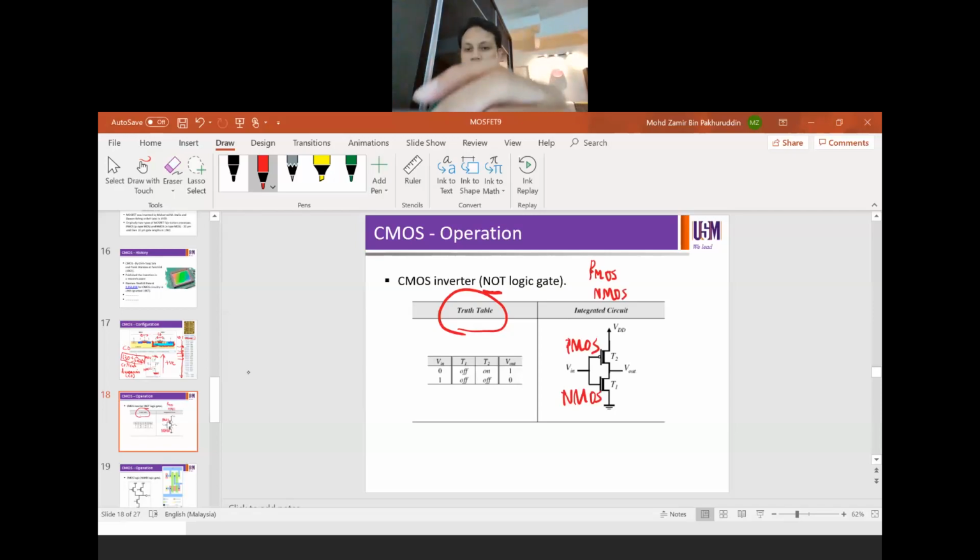PMOS punya basic operation is that if you input one, the output is going to be flipped. If you input zero, the output is going to be flipped as well. So for a PMOS, if you input one, you're going to have zero output. For a PMOS alone, right? Not in combination yet. For an NMOS, if you input one, you're going to have one. If you input zero, you're going to have zero. So that's the basic operation of PMOS and NMOS respectively, not in combination. Sekarang kita tengok what's going to happen if they are combined.